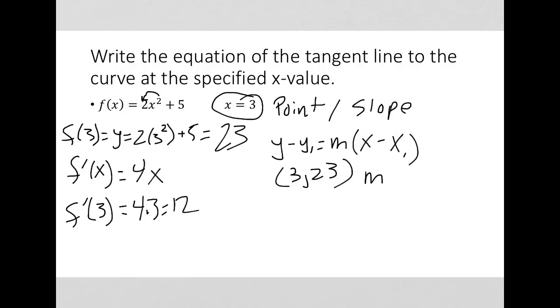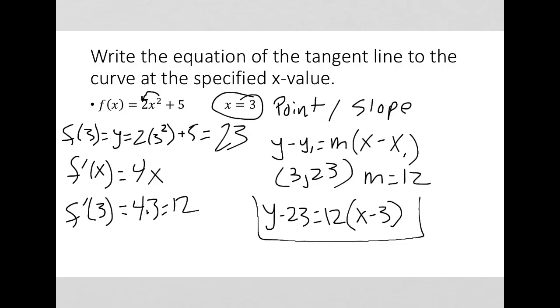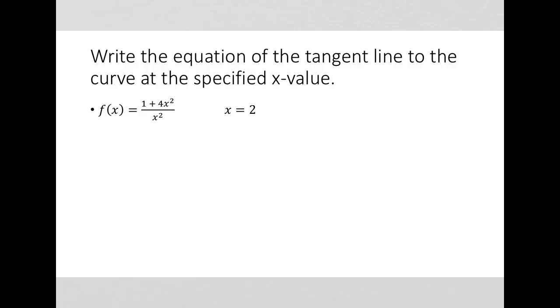Now I have a point, and I have a slope, so I can plug into point-slope form. Y minus 23 equals 12 times x minus 3. And you're done. It is just that quick. So let's do the same thing with this problem.